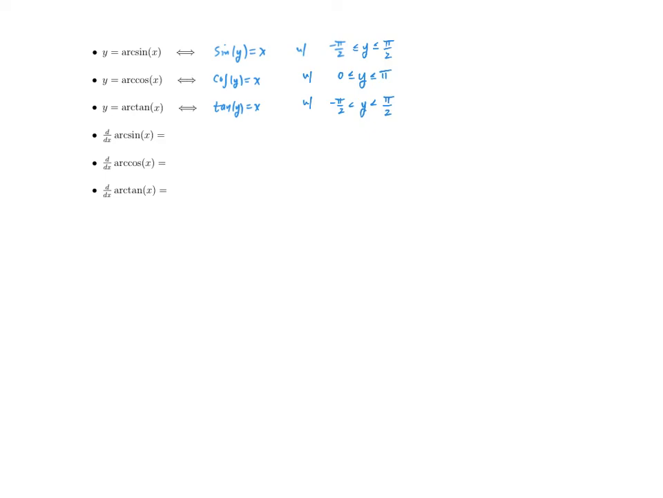The associated differentiation formulas. The derivative of arcsine, 1 over the square root of 1 minus x squared. The derivative of arc cosine, the opposite of that. And the derivative of arctangent, 1 over 1 plus x squared. Furthermore, note there are 2 associated anti-differentiation formulas we should be familiar with. The antiderivative of 1 over the square root of 1 minus x squared is arcsine plus c. And an antiderivative of 1 over 1 plus x squared would be arctangent.